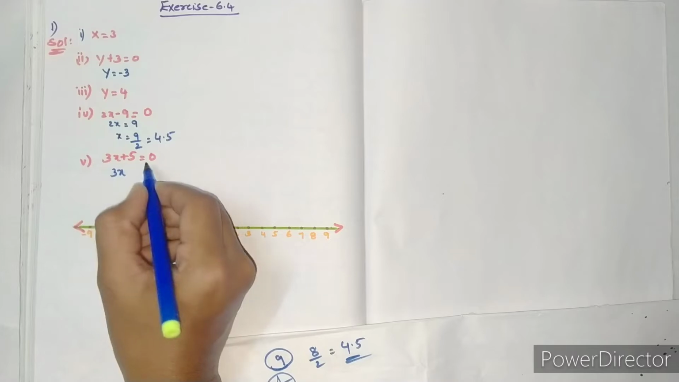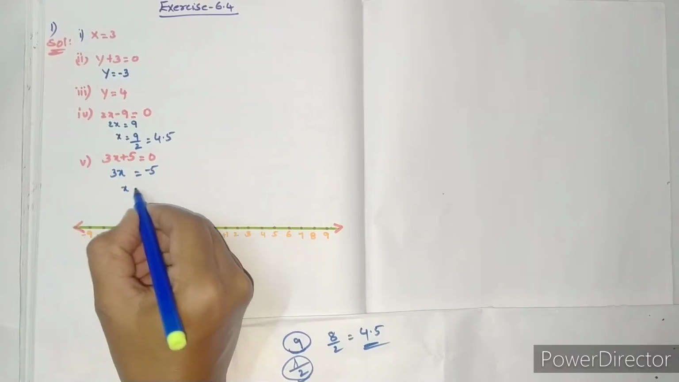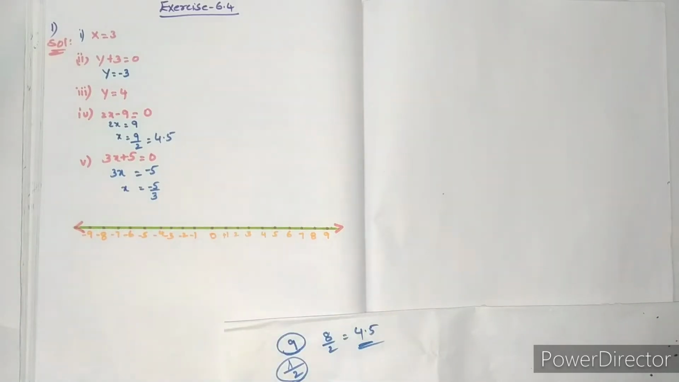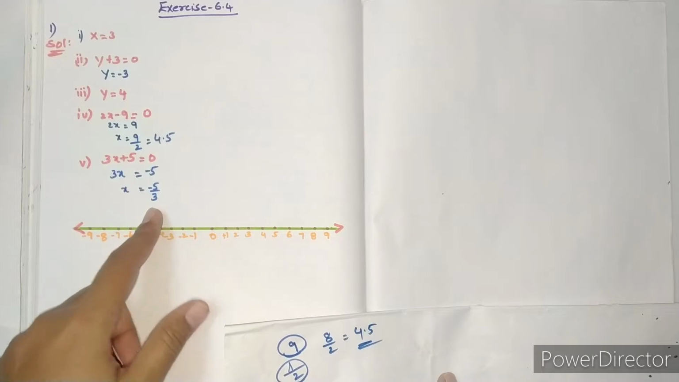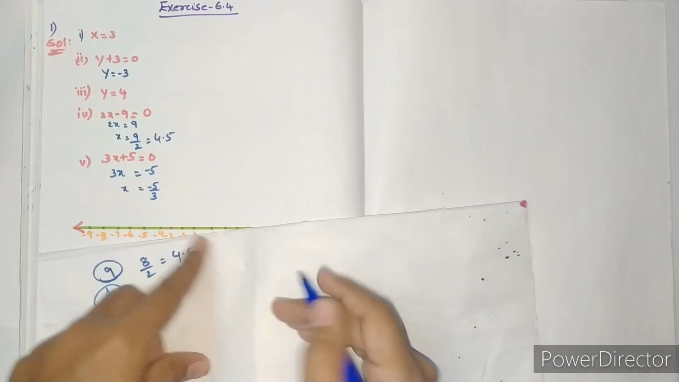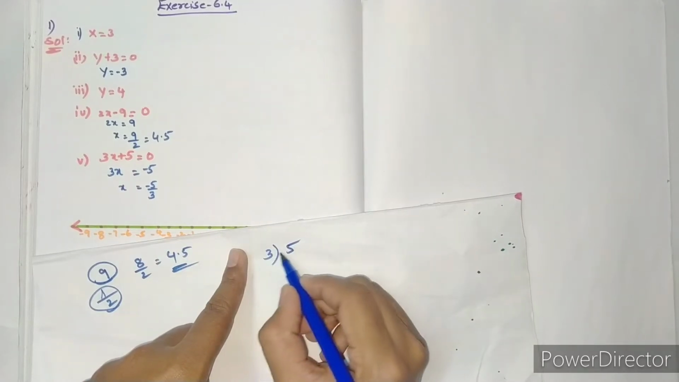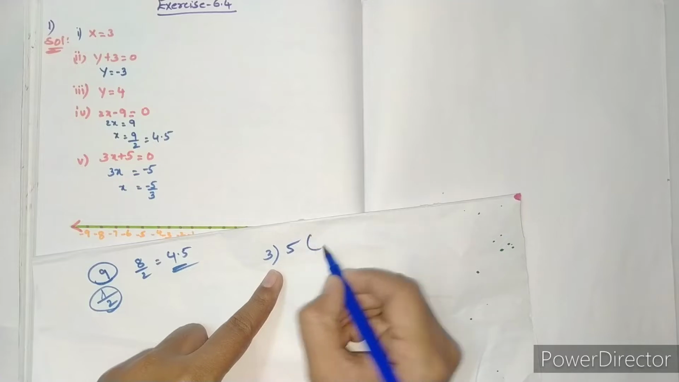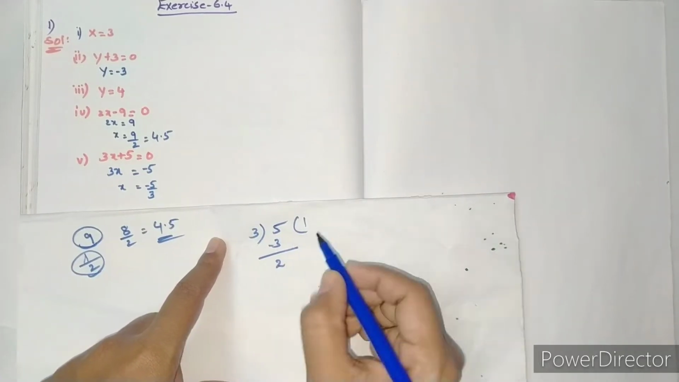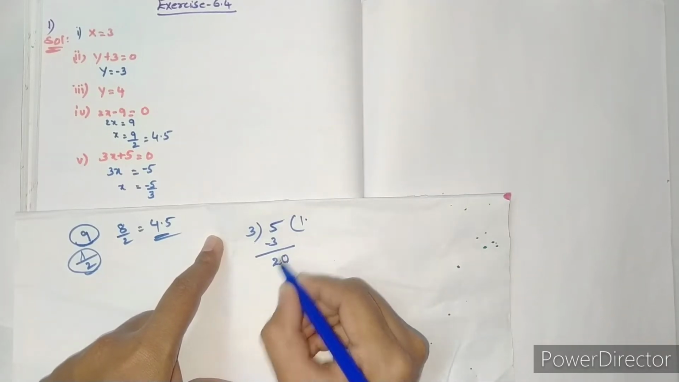And now 3x plus 5 is equal to 0. When we transpose this plus 5 to this side, it will be minus 5. Then x is equal to minus 5 by 3. 6 by 3 we can clearly write as 3 2s are 6. But here 5 is there, so you have to divide 5 by 3. 3 ones are 3. 5 minus 3 is 2. Next, add a 0 after the decimal point.